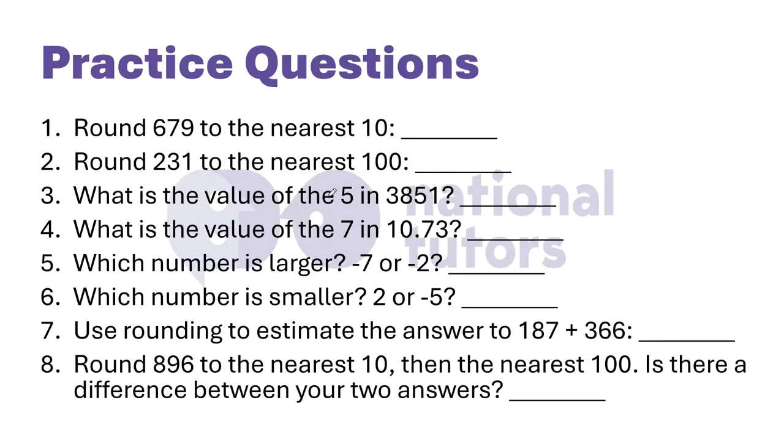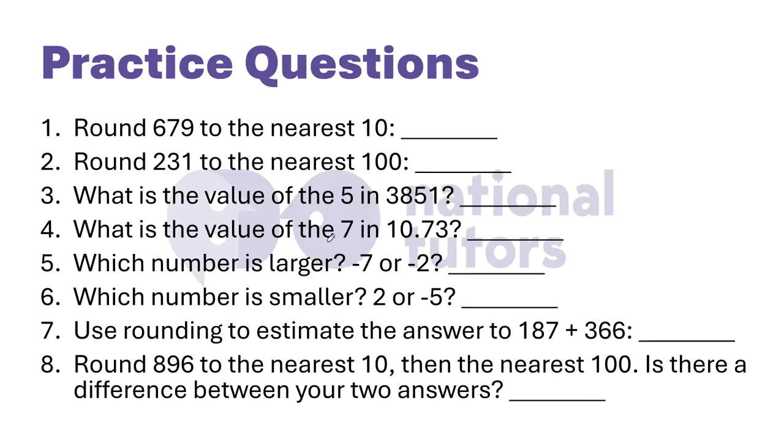Okay, a place value question now. What is the value of the 5 in 3,851? Now you can put your place value labels up here if it would help you: thousands, hundreds, tens and ones. That's always a useful tip if you find this a little bit tricky. I can see the 5 is in my tens column. So that means 5 times 10, or 5 lots of 10, is 50. So the 5 in this number is worth 50.